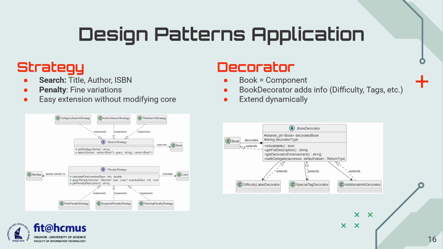A book decorator class inherits from book and also contains a pointer to a book object. Concrete decorator classes like difficulty label decorator and special tag decorator inherit from book decorator. They override methods like getFullDescription to first call the wrapped object's method and then add their own information, for example a difficulty label or a bestseller tag, to the result.